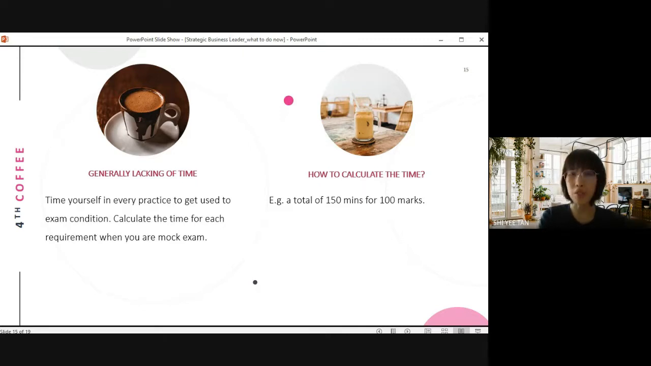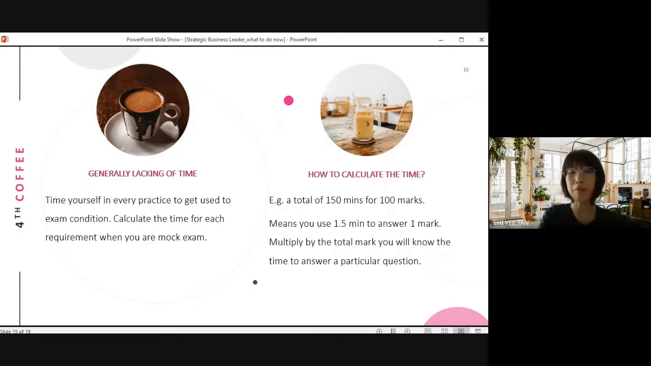Out of 4 hours, I have 2.5 hours to actually write my answer. So I have a total of 150 minutes for 100 marks. Okay, 150 minutes for 100 marks. So it means 1 mark I can use 1.5 minutes to answer. Right? I will use 1.5 minutes to answer 1 mark. And you multiply the marks with the 1.5 minutes, then you will know how much time you have to answer a particular question.